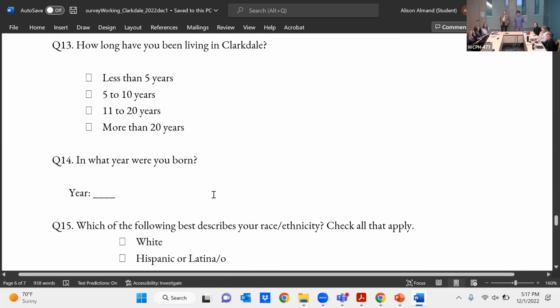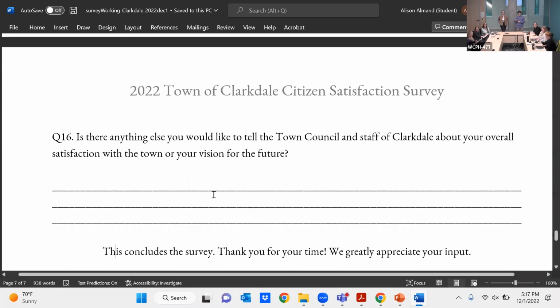The point of these is very similar to why we asked what neighborhood the respondent lives in. We just want to find out if people are being over or underrepresented in this questionnaire, and how maybe we can remedy that.